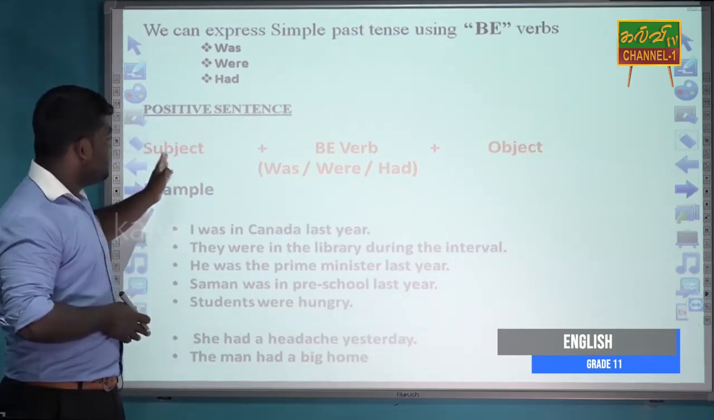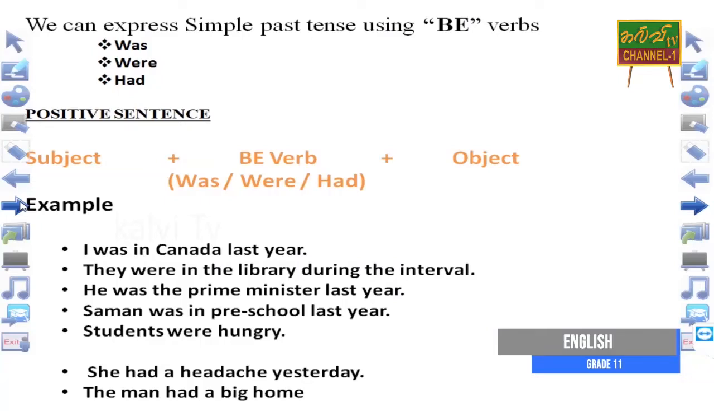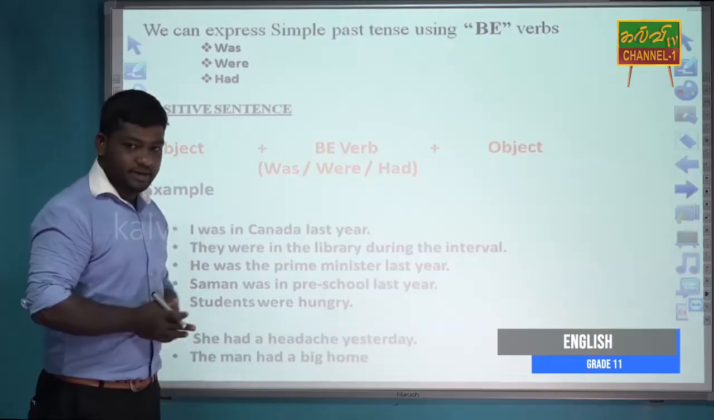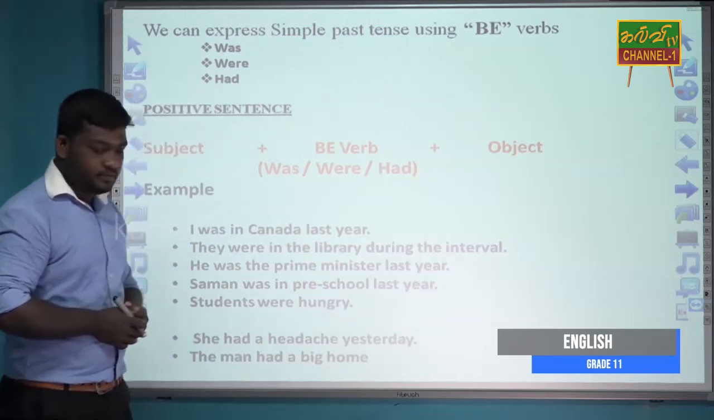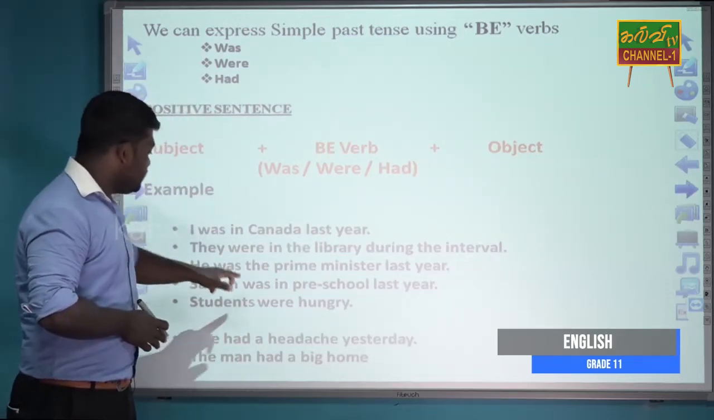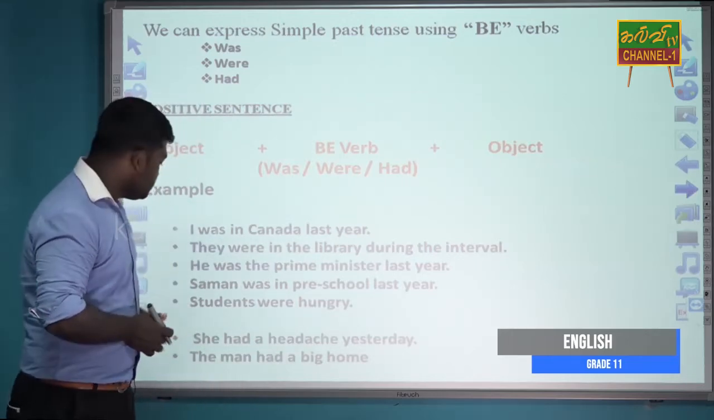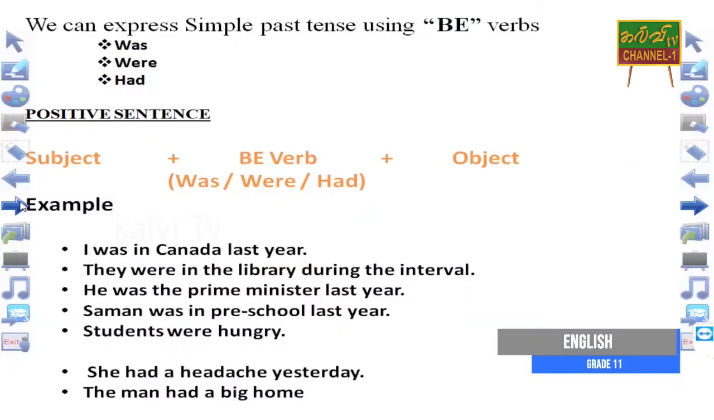the sentence structure will be subject plus be verb plus object. Here we are using was, were, had. Look at the example. I was in Canada last year. We were in the library during the interval. He was the Prime Minister last year. Someone was in the preschool last year. Students were hungry. She had a headache yesterday. The man had a big hole.